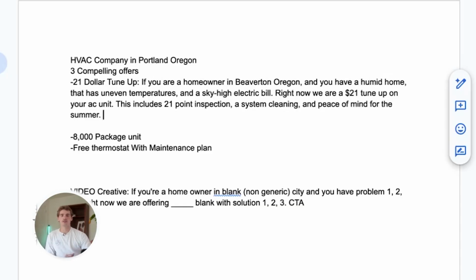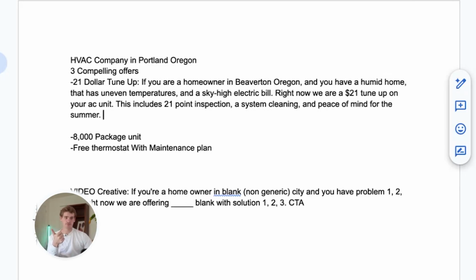So obviously, if you're in the HVAC world, you understand what a $21 tune-up is. Basically, you get in the home. If you're not familiar with the HVAC world, basically you get in the home, you take a look at their system, you see if there's any repairs that need to be done, and then you can pick up clients that way. Sometimes you can sell a maintenance program. So that's basically the rundown on how this offer works.